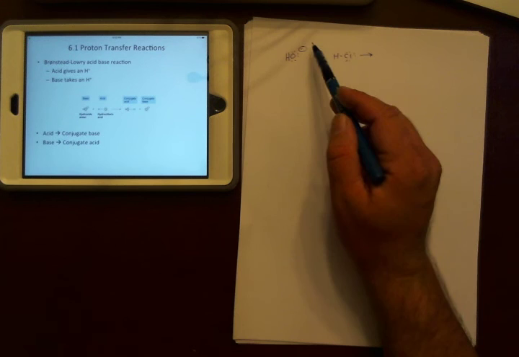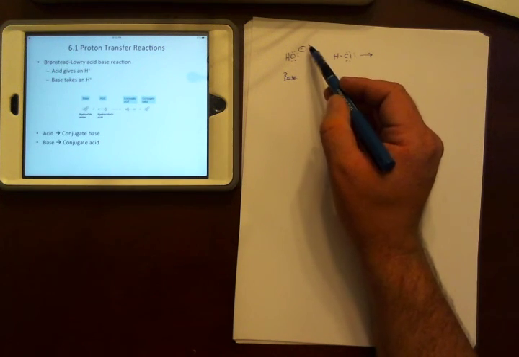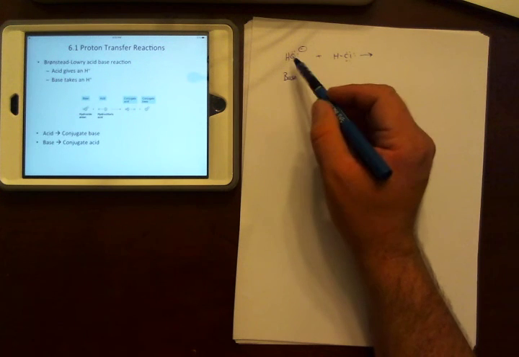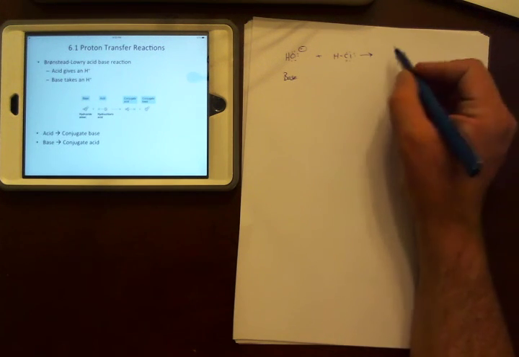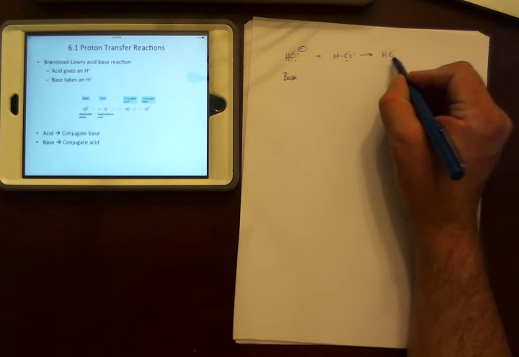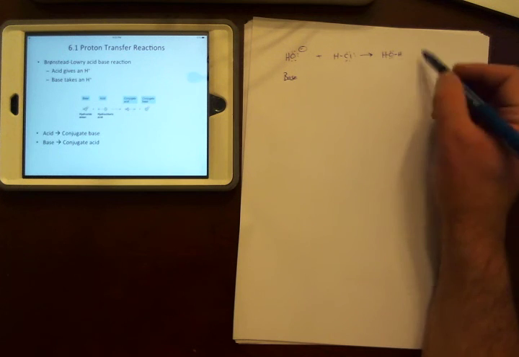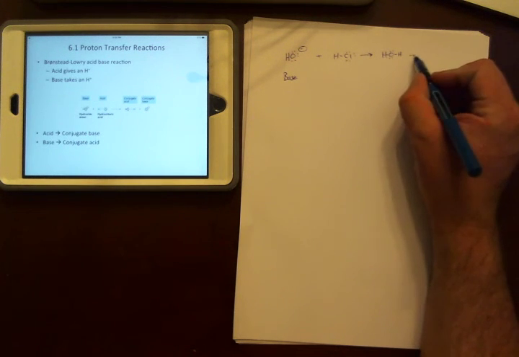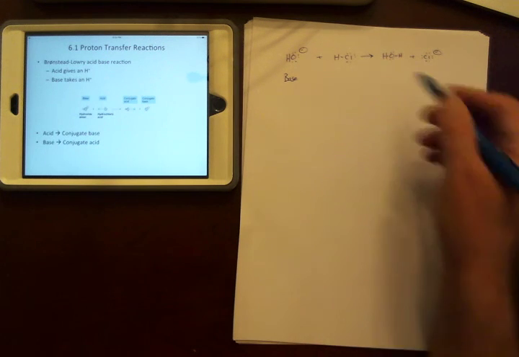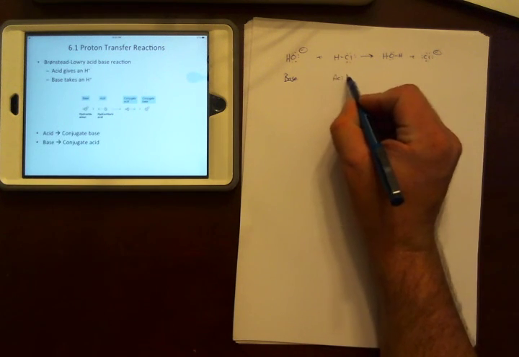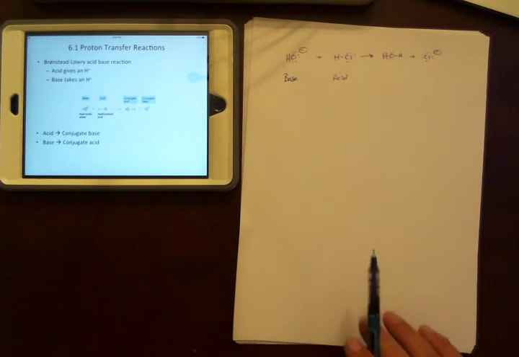So what we're going to say is that the base is going to accept a hydrogen, and the acid has a hydrogen to give away. It's always good to think of water not as H2O but as HOH. It'll make your life a lot easier to think of it that way, plus Cl minus. So this is your acid, this is your base.